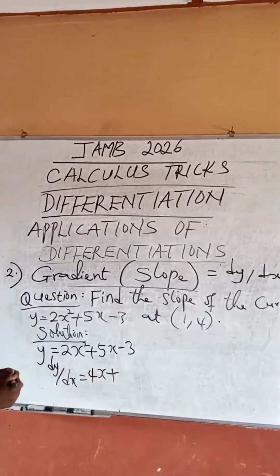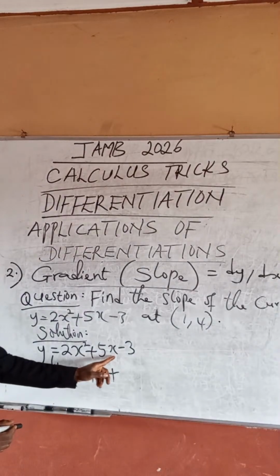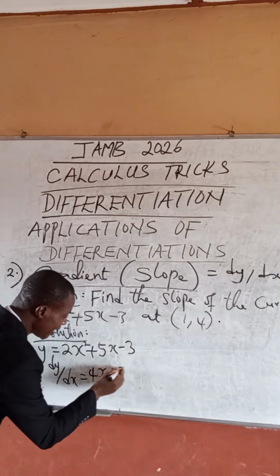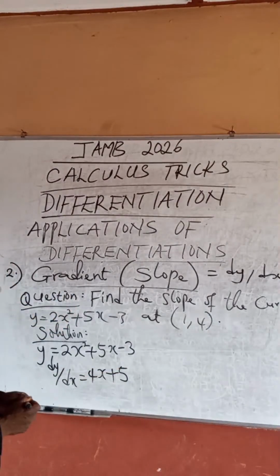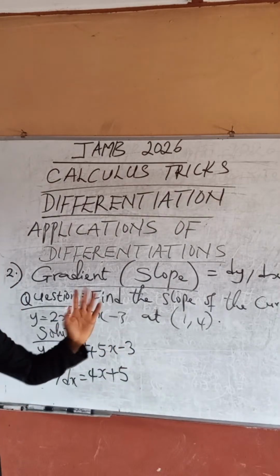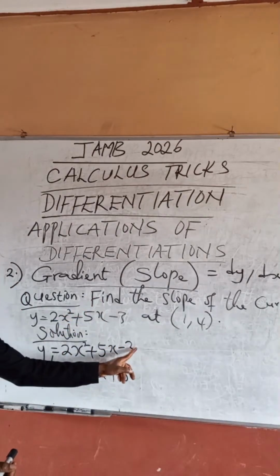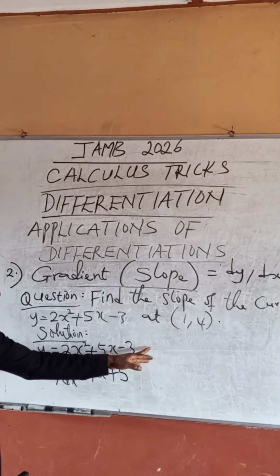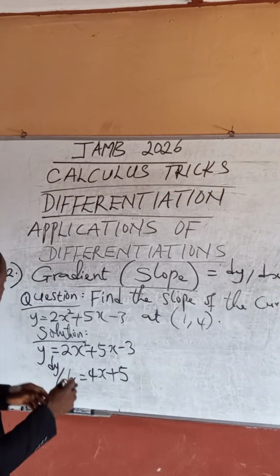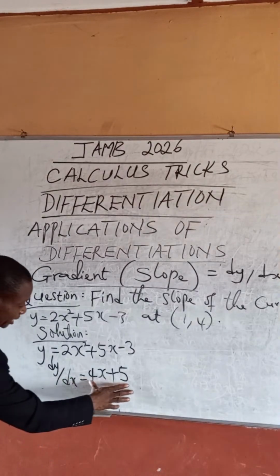Then we go to the next one. Differentiate 5x. If we differentiate 5x, we are going to get 5. And that is the end. When you differentiate this minus 3, it will disappear, because it's a constant. There's no x, there's no y, there's no k, there's no z. It's just a constant, a normal number. So it will disappear when you differentiate it. Please don't forget that. This is how it's going to end.